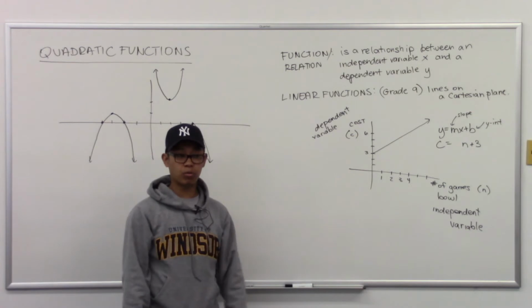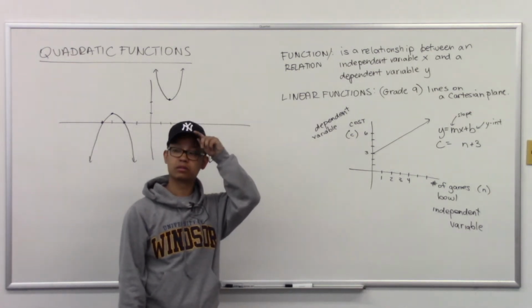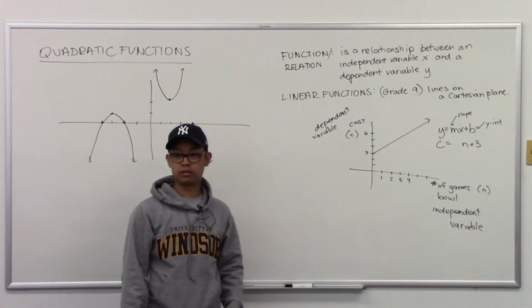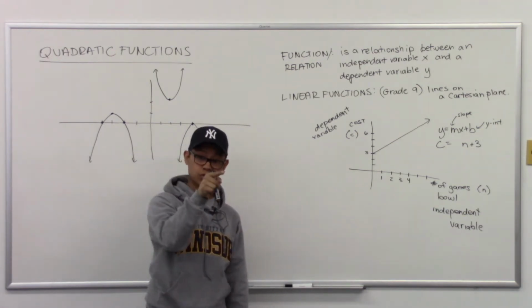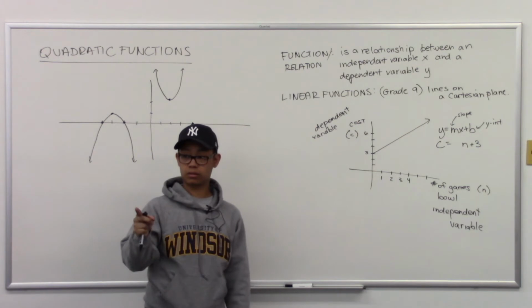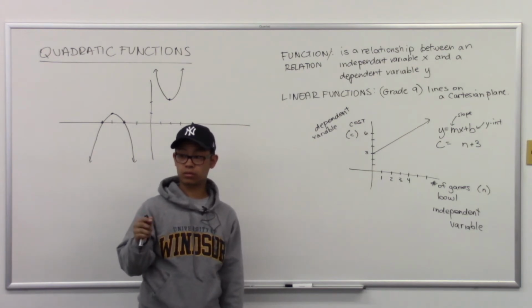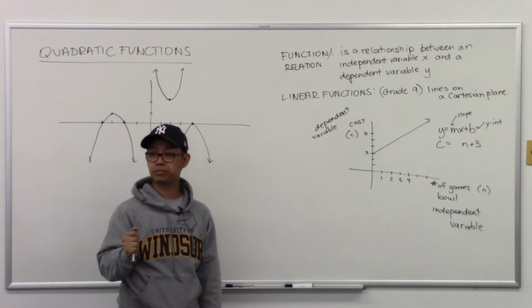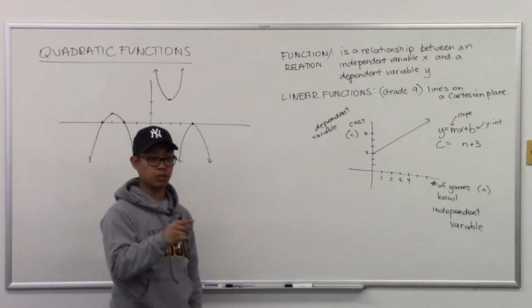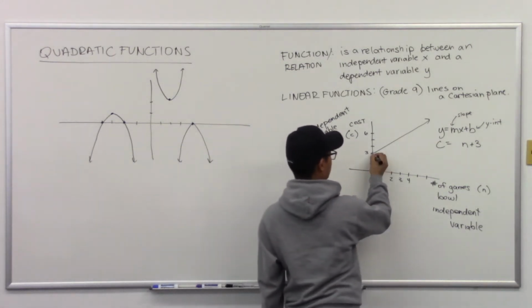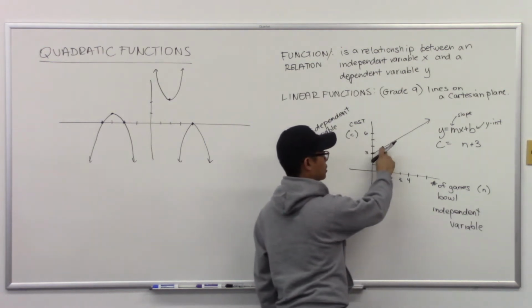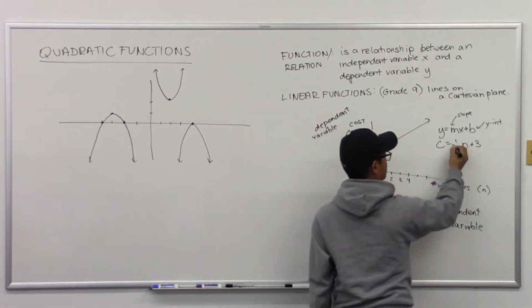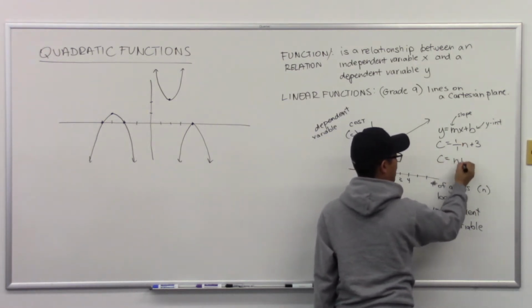Then your slope, what's the formula to calculate slope? What is it? Yes, that's what I want. It's how much you rise over how much you run. So let's take this ordered pair, and then let's take this ordered pair. How much do you rise here? And how much do you run? So it's 1 over 1. So your formula for this is n plus 3.